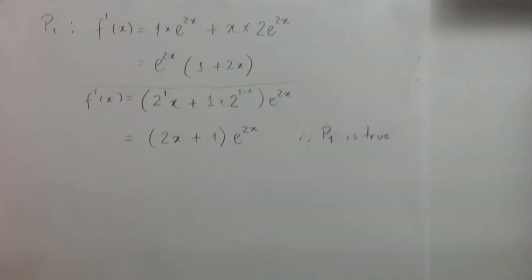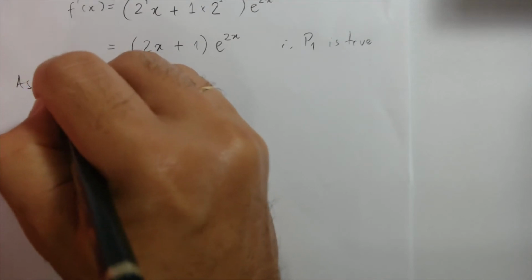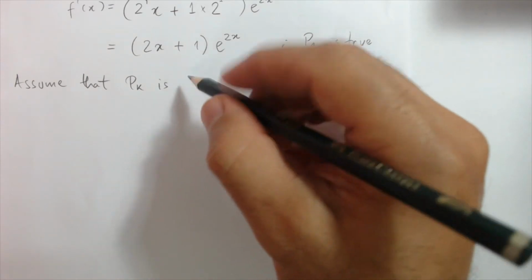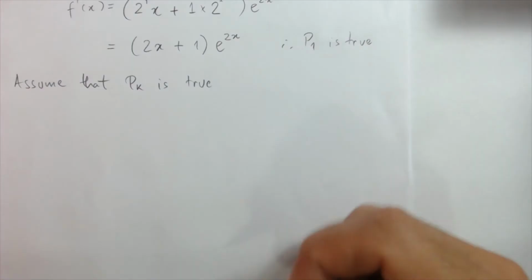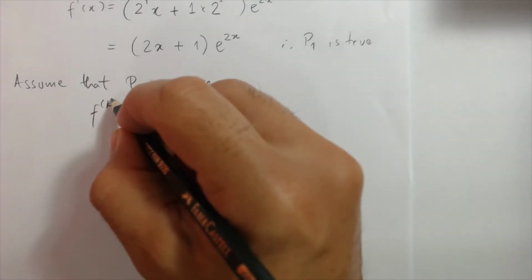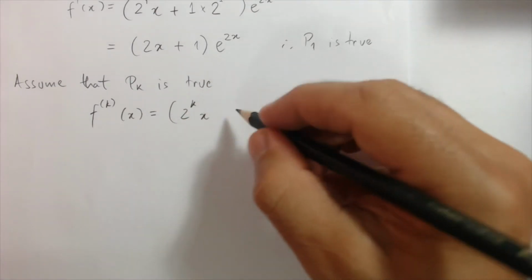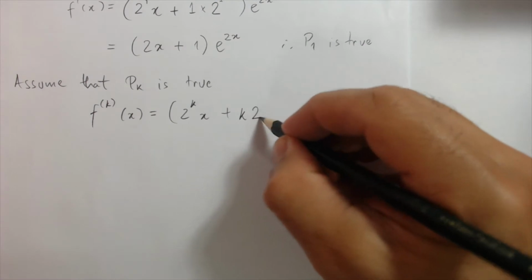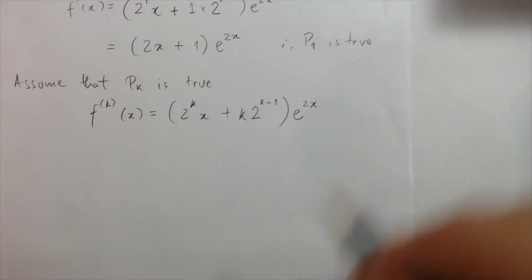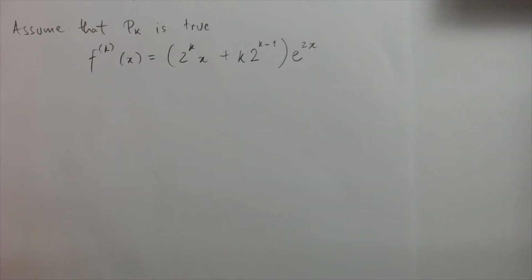Now let's do the next step. The next step is to assume that Pk is true, where k is any number bigger than 1. So we say that f of order k is 2 to the k x plus k 2 to the k minus 1, e to the 2x, and our aim is to show that Pk plus 1 is true.